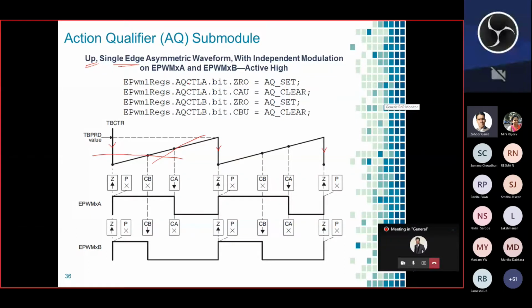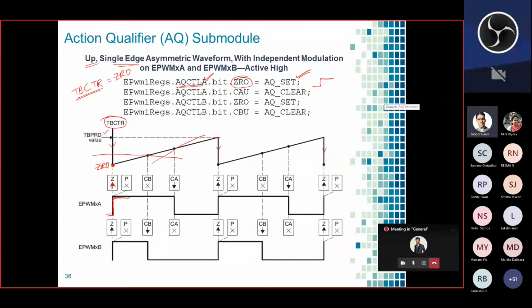If you see here the action qualifier for A, when it attains 0, the action qualifier should set. When it attains 0, that means CTR should be equal to 0. The time-based counter should attain 0. When the program is executed, this is your 0 and this is your peak, that means the time-based period value, and the time-based counter is counting. When it attains 0 at this point, it says you should set. Set means from low to high. So A has been set from low to high.